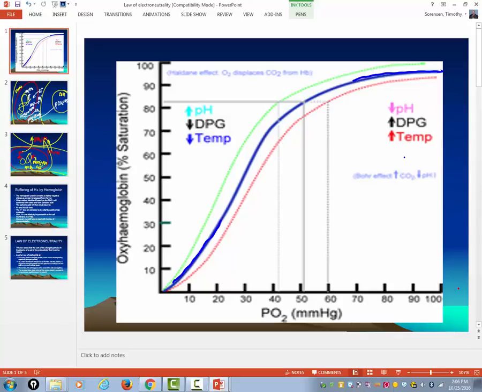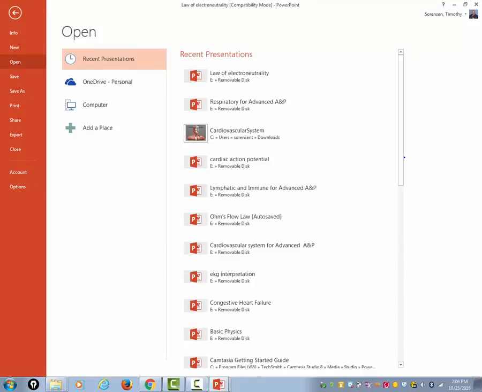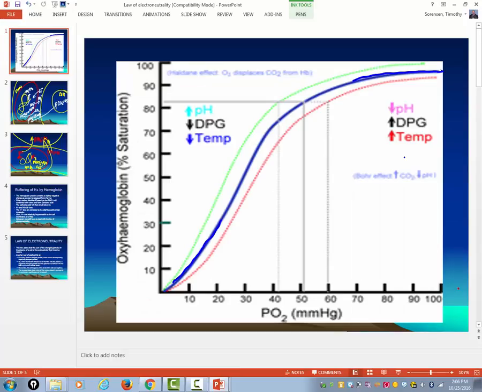Okay. Now what I'm going to do is explain to you how oxygen and carbon dioxide are transported in the blood. And of course, I want this whole thing.